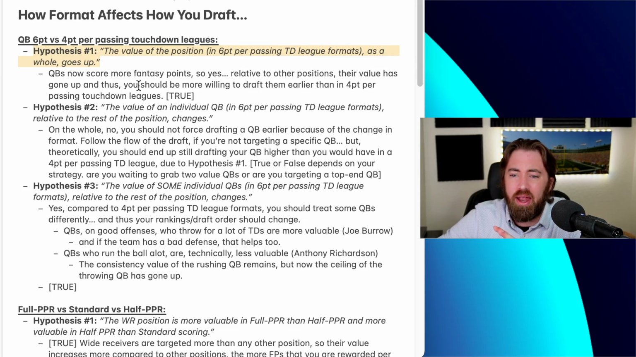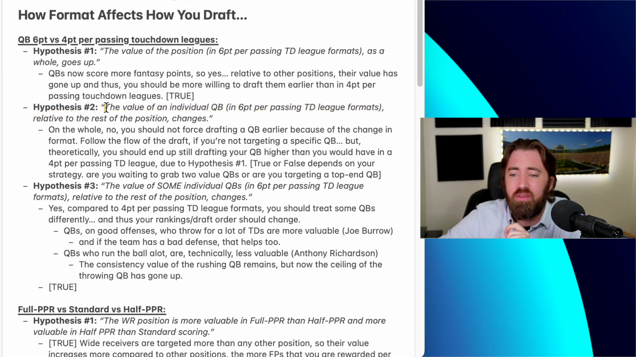So hypothesis number one is going to be the value of the quarterback position, in 6-point per passing touchdown league formats as a whole goes up. Well, quarterbacks now score more fantasy points, so yes, it's going to go up relative to the other positions. Their value has gone up, and thus you should be more willing to draft them earlier than you would in 4-point per passing touchdown leagues. So I would say that this hypothesis is true.